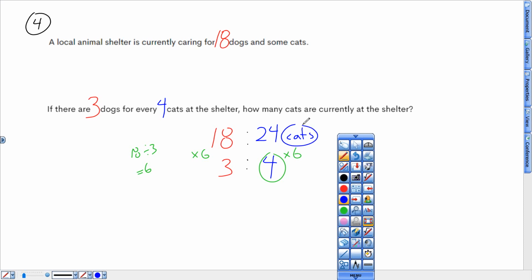All right, this problem right here, I'd like you to do an extra one on your own. I want you to do 20, and then down here, this is 4 to 5.